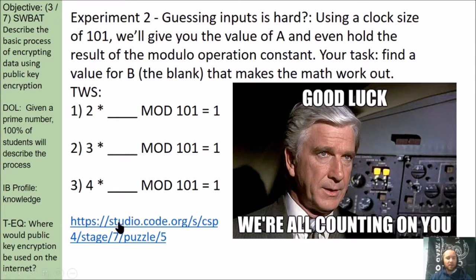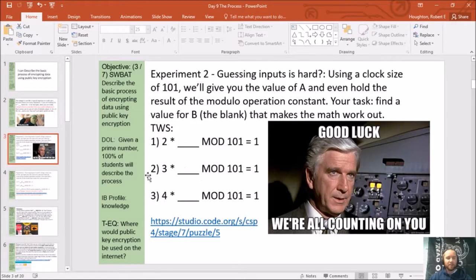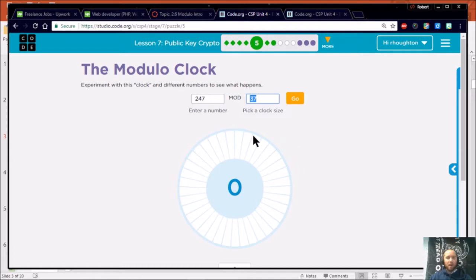Go to the link here, and if you're in my class, I'll paste that on Canvas. So I'm going to make my modulus 101. And so I have to figure out a way to make this clock say the number 1. So 2 mod 101 is 2 all by itself, but I'm supposed to times 2 times something, mod 101, to get 1. So what if I did 2 times 6? That would be 12. Does that come out to 1?